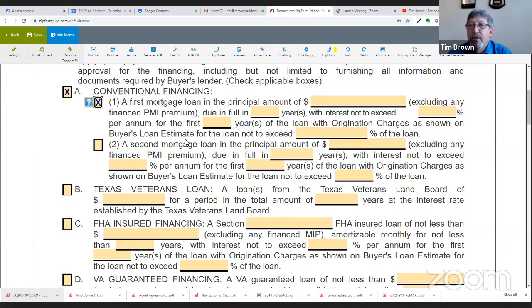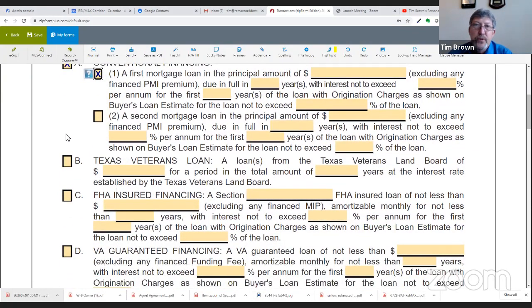All right, and with the buyer's loan estimate for the loan not to exceed a certain percentage, we're going to put 1 or 2%. Those are your closing costs for the loan. What we want to do is we don't want to put something unrealistic in there, like 1/8 of 1% or something, because it's not going to happen. A reasonable amount is 1 to 2% of the loan, and that just protects the buyer as well. We also don't want to put something in there like 5%. That would be price gouging from the lender's standpoint.